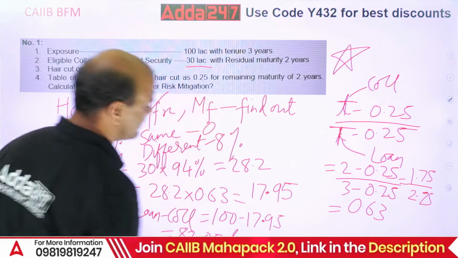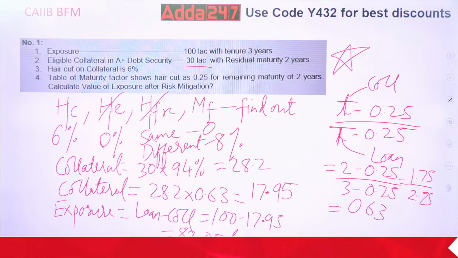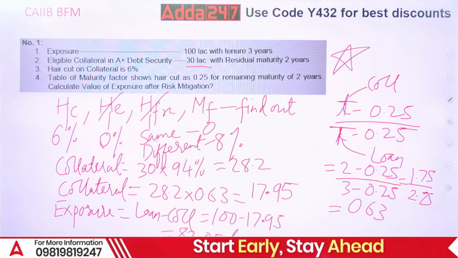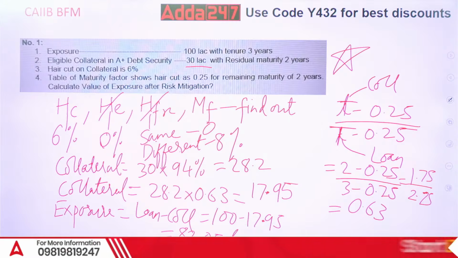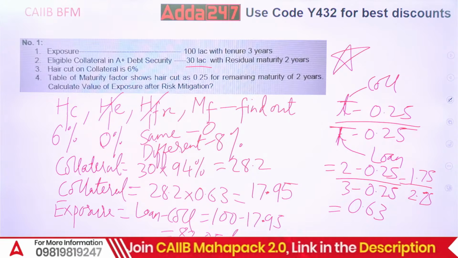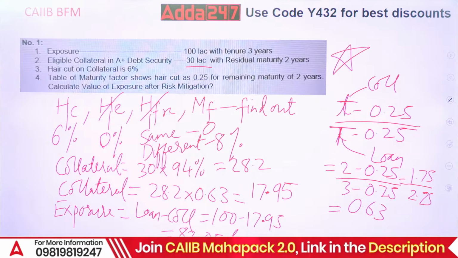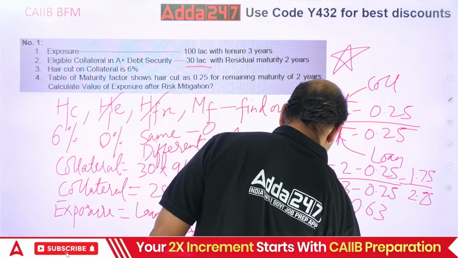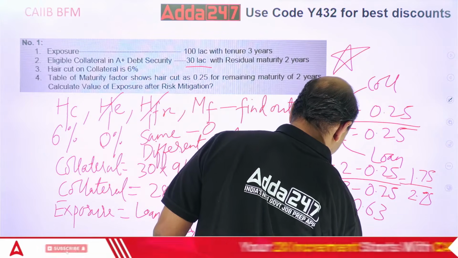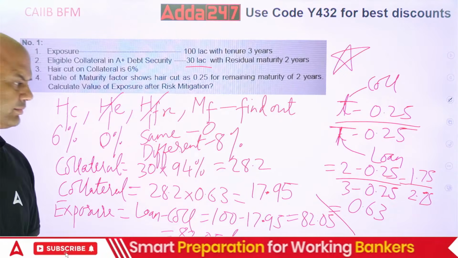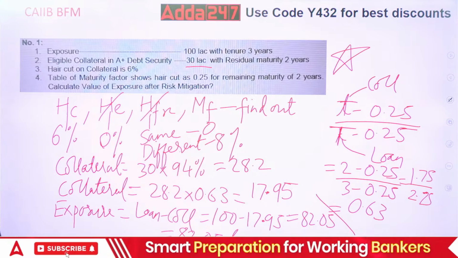So we are getting this 82.05 lakhs. This is the value of the exposure after risk mitigation. Complete risk is removed. Oh, you are not able to see this? I'll write it above. See the answer, 82.05. Now you are able to see it? Okay. Got it everyone?